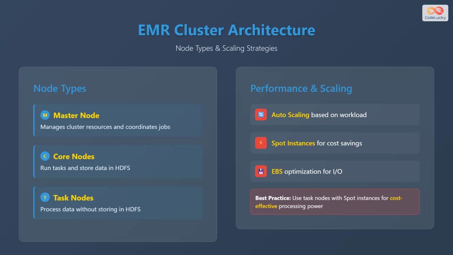Let's examine the architecture of an EMR cluster. EMR clusters consist of different types of nodes, each with a specific role in data processing and storage. Also, scaling strategies help you optimize the performance and cost of your EMR clusters. By understanding these components, you can design efficient and cost-effective EMR deployments.